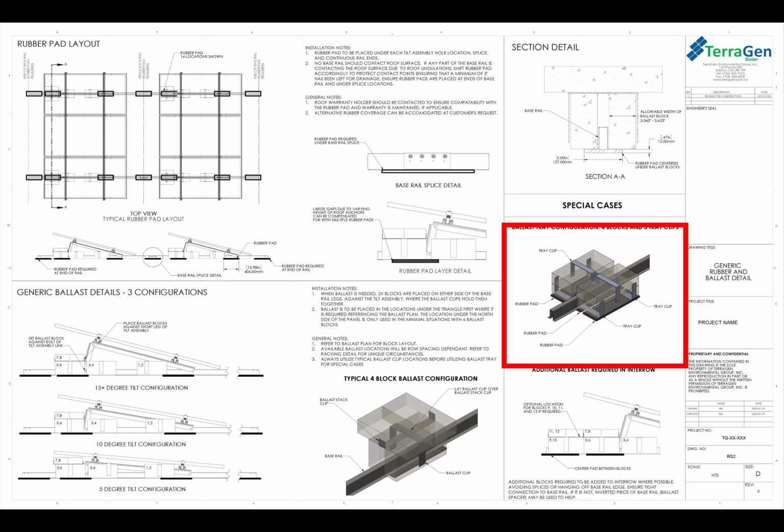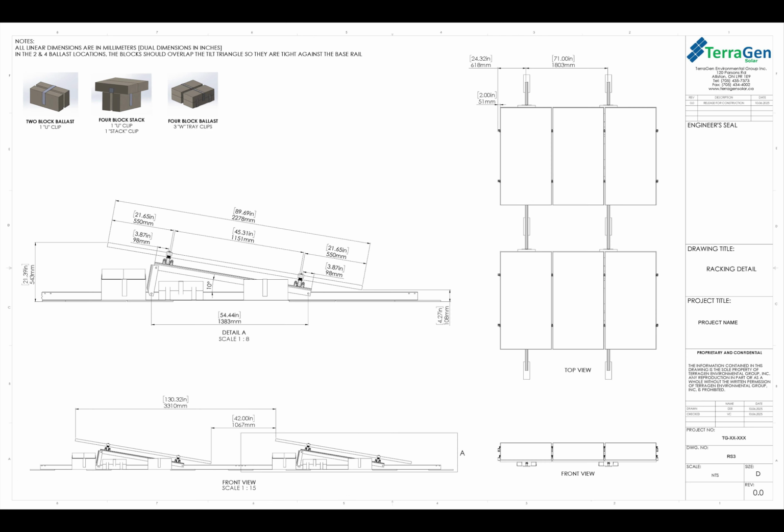In the case that these 4-block ballast trays are being used on the project, additional rubber pads should be stuck to either side of the ballast on either side of the base rail to keep these ballast blocks from touching the roof surface. This sheet is the project specific racking detail, so this will change and vary on the project that the package is for.